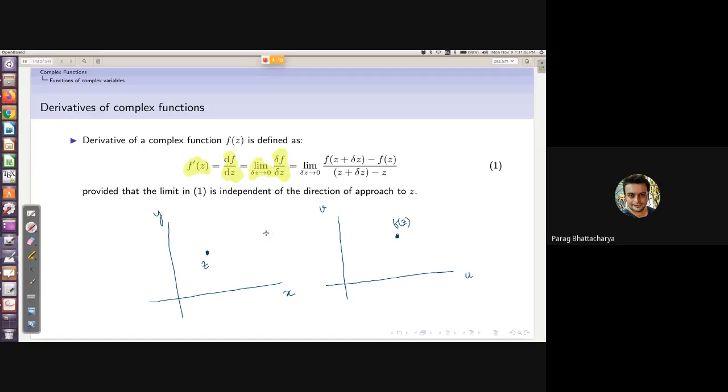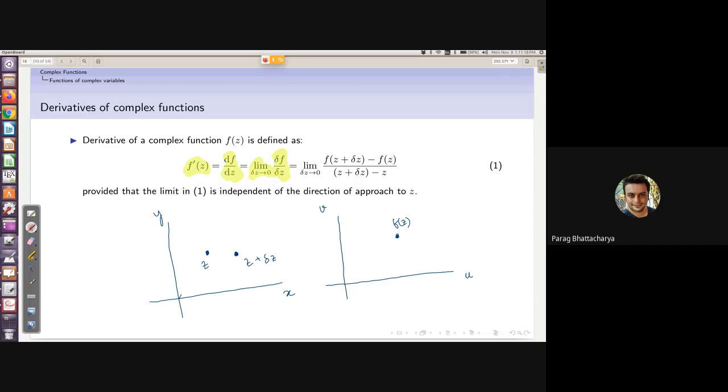Now what I do is I make a small change in z. Remember how we represent complex numbers, we can represent them using vectors like this. So this arrow represents z and this arrow represents z plus delta z. So this delta z will be this complex number. This is your delta z, and this point is your z plus delta z.